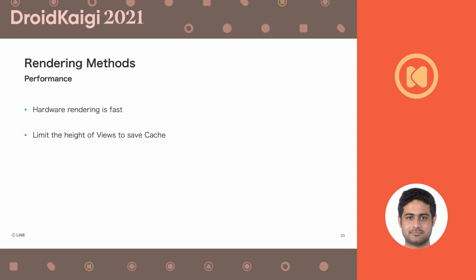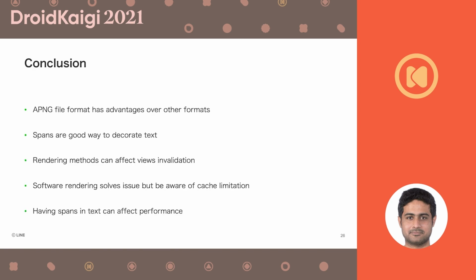And the second one is the rendering method. As hardware rendering is supported by the GPU, we have dedicated hardware, so it's fast. So we should try to opt for hardware rendering, especially for text view. But for the edit text, we must use software rendering, so we should watch out for cache size.